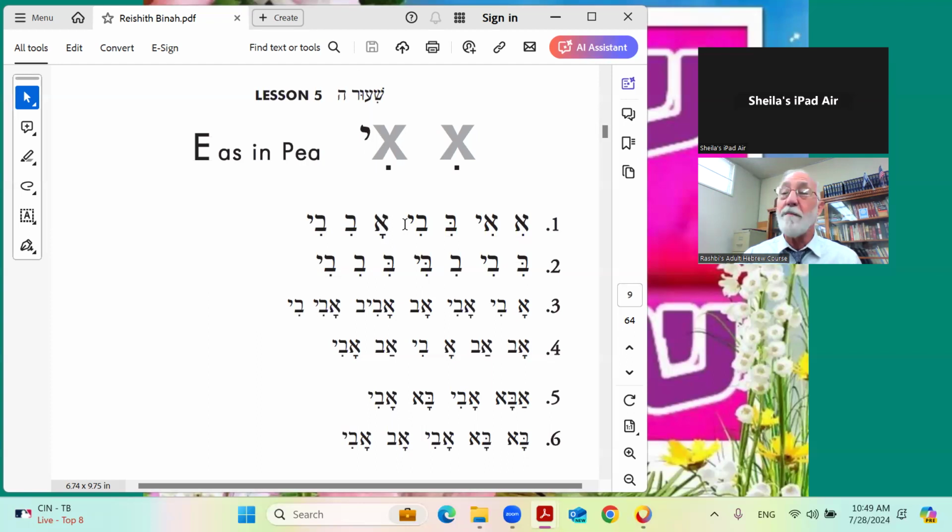It wouldn't be ye, because remember, we're going right to left. So we're directly under the yud. It would be ye. Yes, exactly. Okay. So you will more likely see the E in a word where it's emphasized on that syllable, on that part of the word. That's really when you'll see the yud.